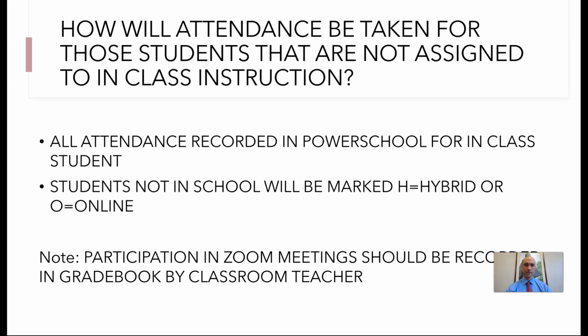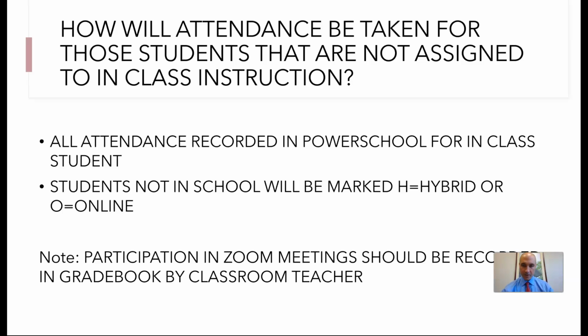A recurring question when it comes to hybrid: what do we do about attendance? We're only going to have part of our students in class, the other part of our students will be split and they will be at home. So all attendance will be recorded in PowerSchool for in-class students. So we will be taking in PowerSchool attendance of those students that are to be in class for that day, whether it's their gold day or whether it's their blue day. Students not in school will be marked H for hybrid or O for online.